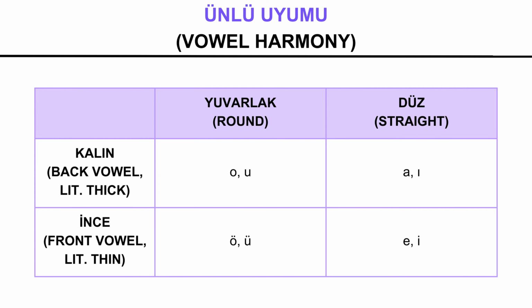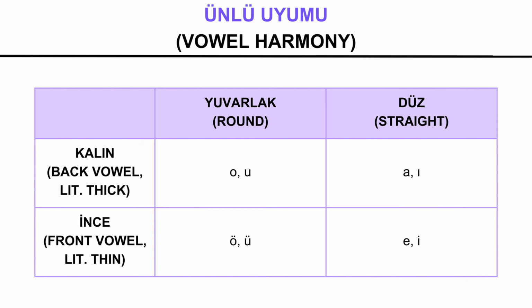How do we decide if a vowel is yuvarlak or düz, round or straight? By their shapes. Yuvarlak are really looking rounded. That's why they are yuvarlak, or round. O, u, ö, ü. These are more rounded vowels. Therefore, their name is yuvarlak, round. Straight vowels are the ones that are left. A, e, ı, i. These are straight vowels, which are düz.